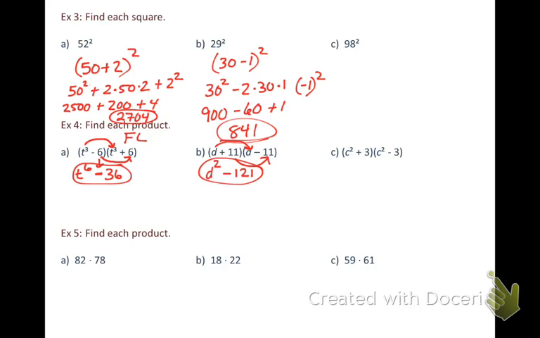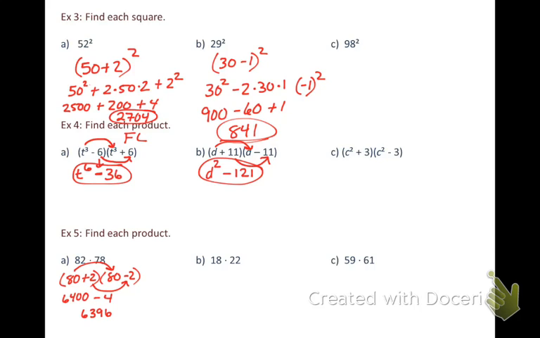Now we're going to do example 5. You're going to take 82 and round it to 80, and plus 2 this time. But this time we have 78. 80 is closest, but we're going to subtract 2. So we're going to do the first: 80 times 80 is 6,400. And then 2 times 2 is 4. And then you subtract them, and you get 6,396.